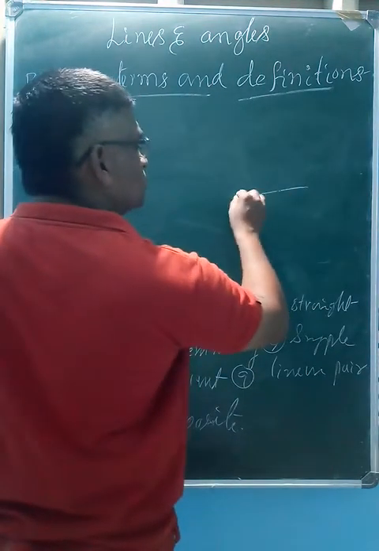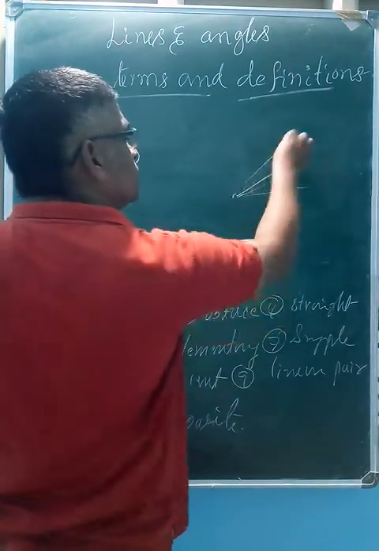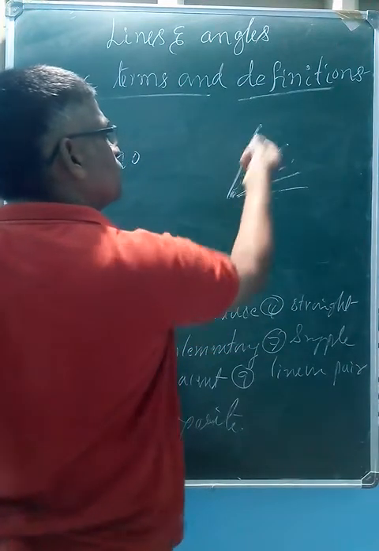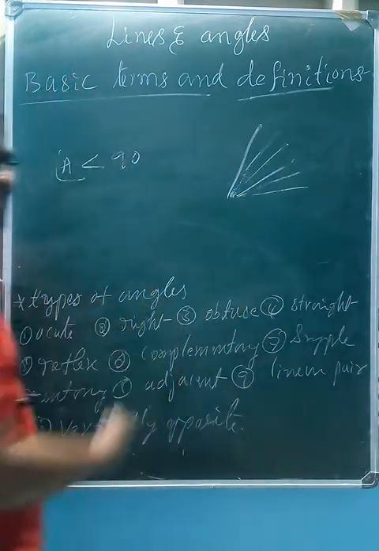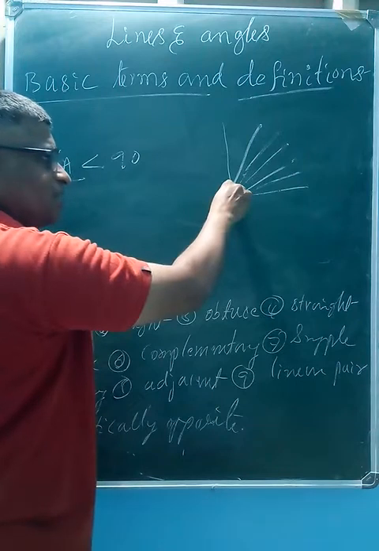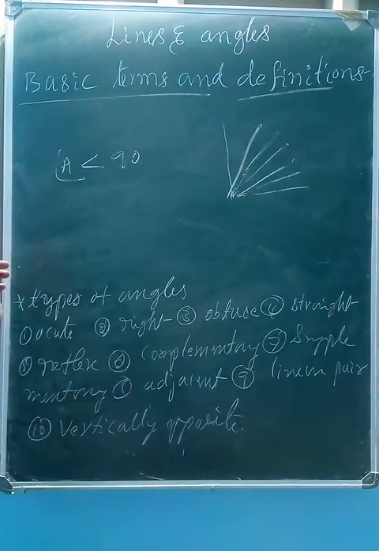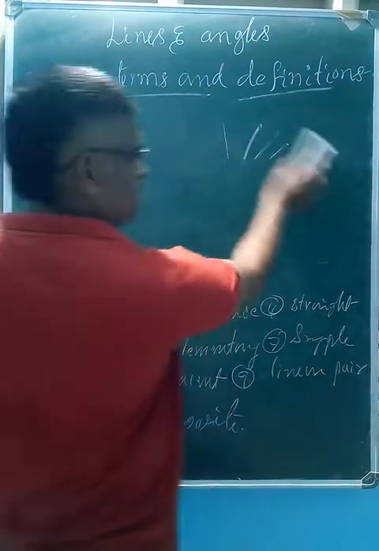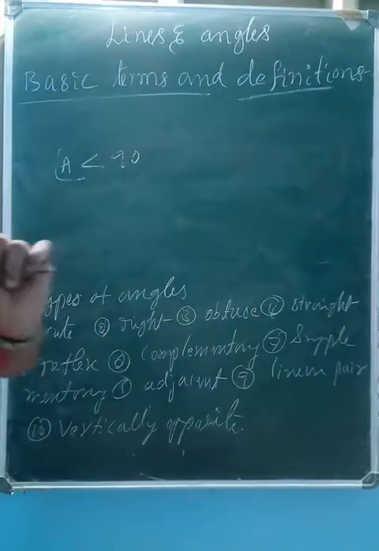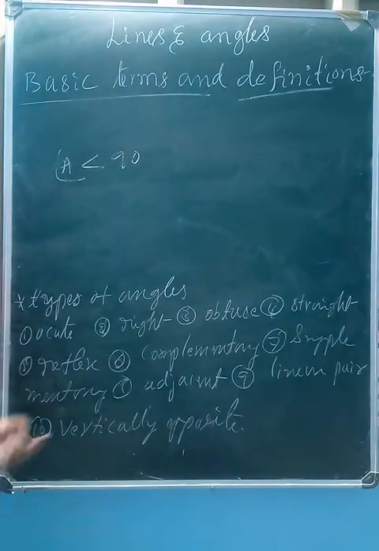Suppose this is acute, this is acute, this is acute. All of these are less than 90 degrees. 90 degrees comes like this, and all those are less than this, so it is said to be an acute angle. You have to write the definition in your notes. The diagram is available in the textbook.